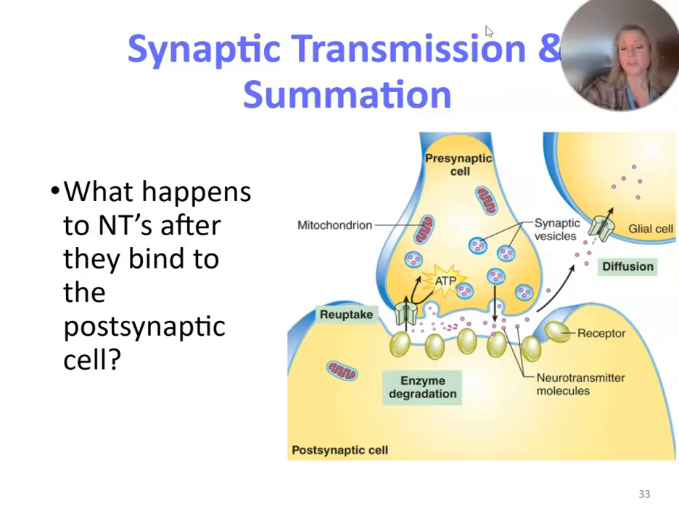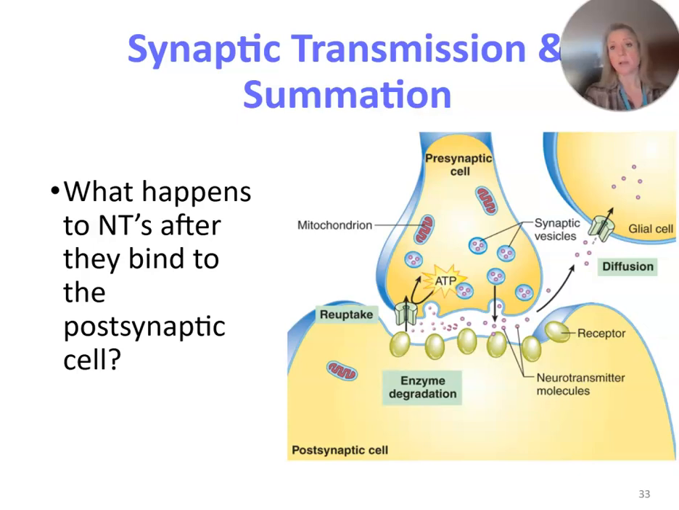So after the neurotransmitters bind to our postsynaptic cell, they can't just stay there. What has to happen is they need to move. Otherwise, we are constantly bothering that postsynaptic cell. We're stimulating it over and over again, and that might not be something that we want to do. And so there are a couple of things that can happen to our neurotransmitters. They can simply diffuse away, they can be degraded by an enzyme, or they can be taken back in and recycled by our presynaptic cell.